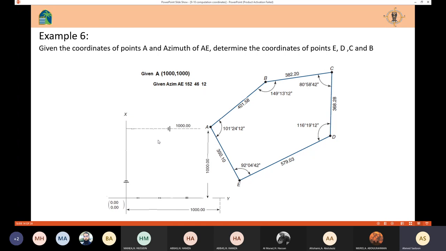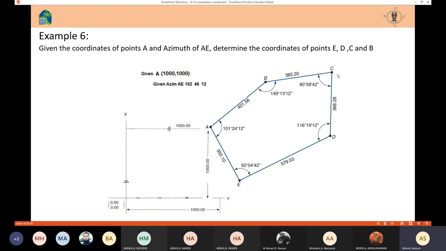So what we are going to do about it? So in this example, since the coordinate of the point A is given, and the azimuth of the line AE is also given, and also I know the distance, then I'm in position to determine the coordinate of the point E. This type of traverse computation is called a coordinate of a point, because I have the line AE, I know the distance between them, I know the azimuth, and I know the coordinate of the starting point, so I can determine the value of E.